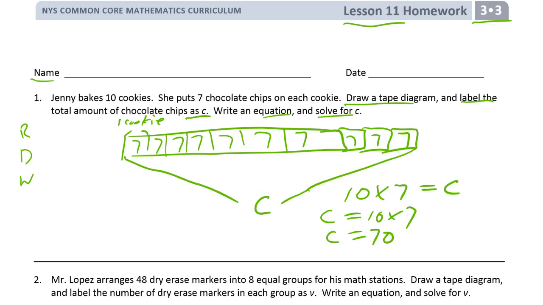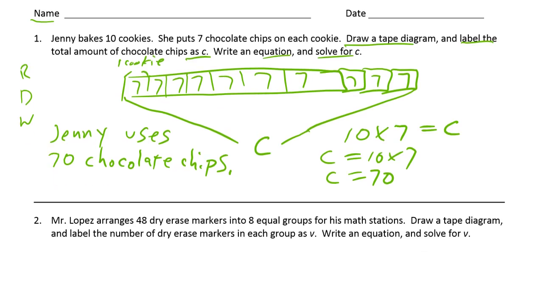And here's our statement. Jenny uses 70 chocolate chips. There's not actually a question in this word problem, if you noticed, but I imagine that's what it has to be because that's what C is. C is how many chocolate chips there are. So our statement should say how many chocolate chips there are, and it includes the unit.